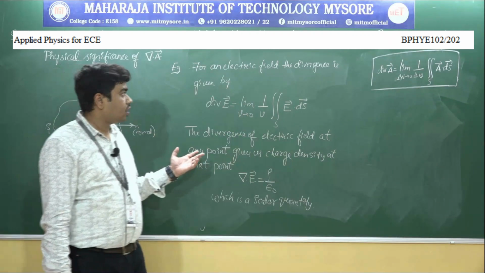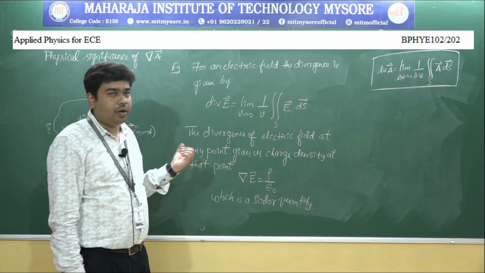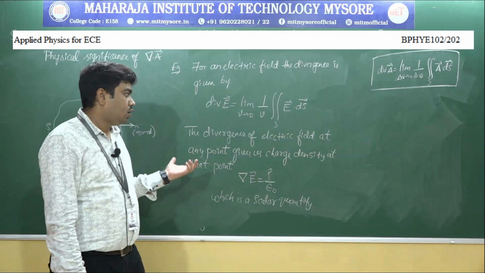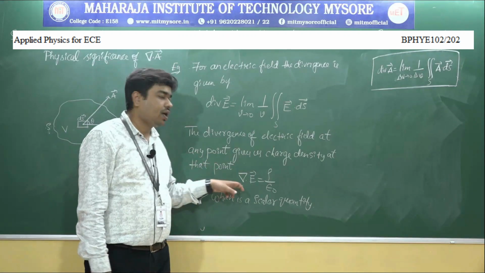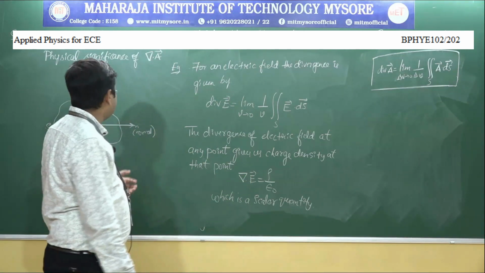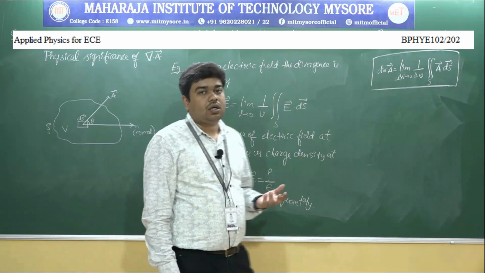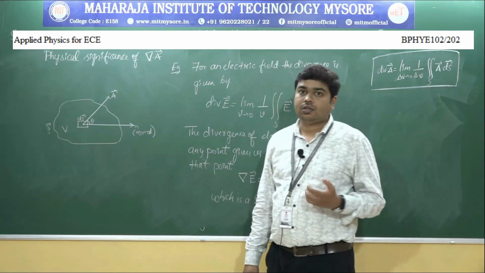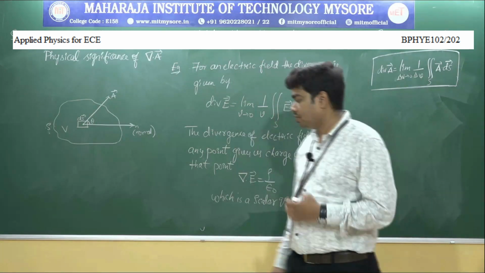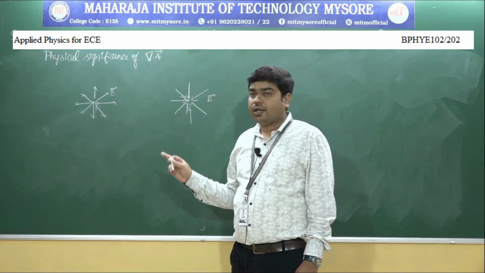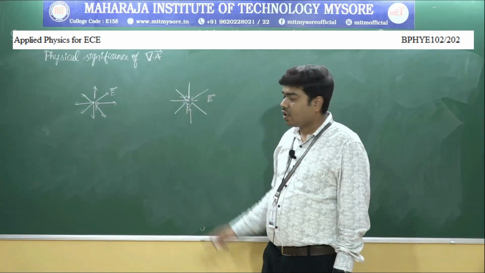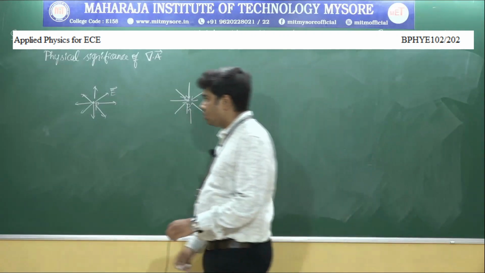So if you consider the divergence of the electric field at a particular point, we found out that the divergence of the electric field at any point inside the surface gives us the charge density at that point, given by del dot E is equal to rho by epsilon naught, which becomes a scalar quantity. So hence we can say the physical significance of the divergence of any vector is that divergence of any vector field is a scalar field. Now considering the cases of an electric field as shown in both the figures, we can write certain conclusions from these figures. So what is the first point?